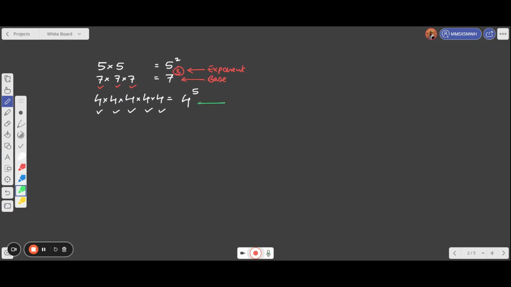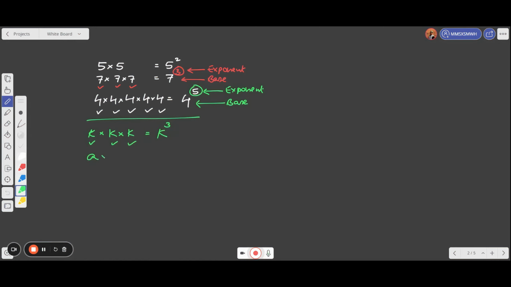Remember, this is called the base, the number which we multiplied, and how many times the number is multiplied, that is the exponent. The same thing is applicable to variables also. For example, let's say k multiplied by k multiplied by k. Then you get k to the power of, you can guess, 1, 2, 3. So this is going to be k cube.